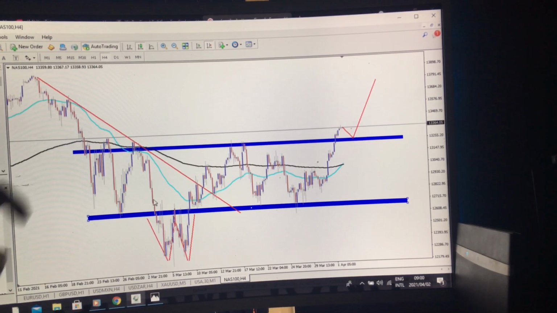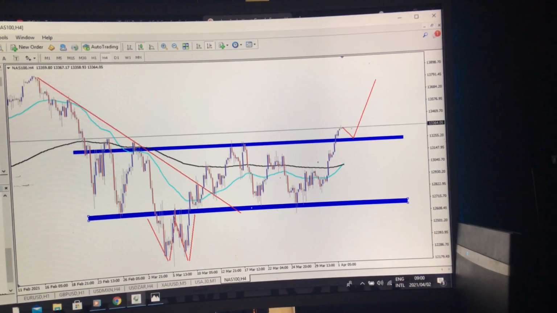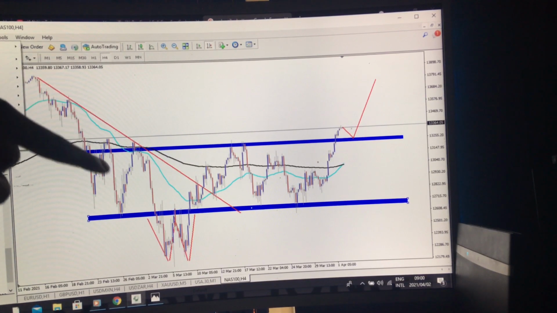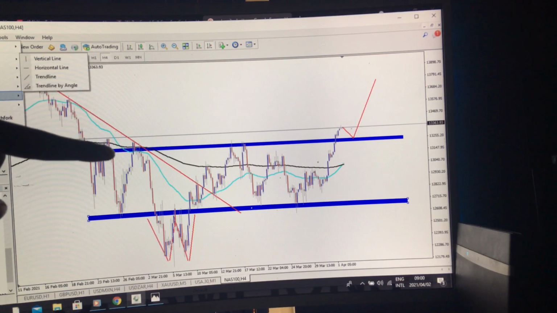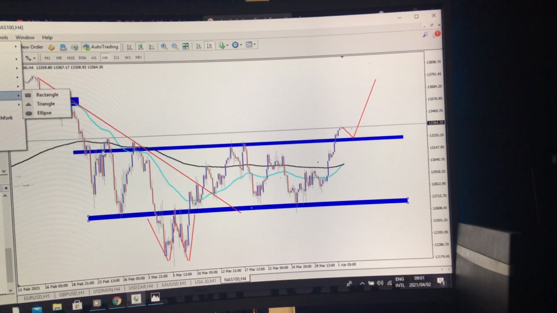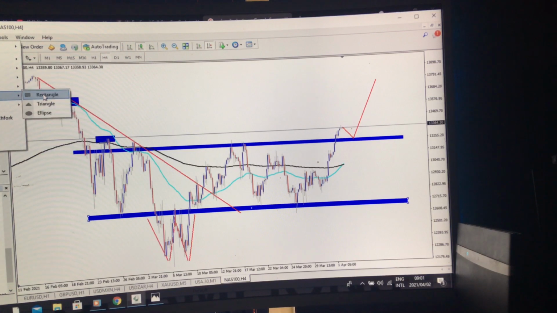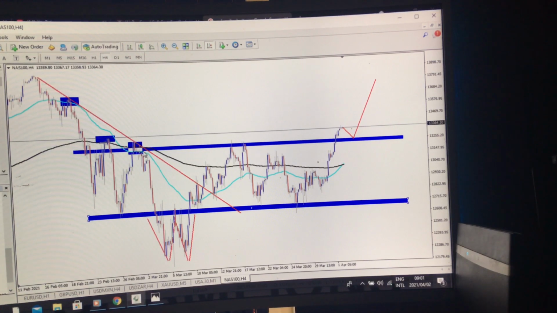As you can see here, when they were dropping here, you could have capitalized. Every time they approach the trend line, you take a sell. Look at this. This is where they touch the trend line. You take a sell, you drop with them, right? And then they approach the trend line again here. You can take a sell here. And then again, they approach the trend line, you take a sell.